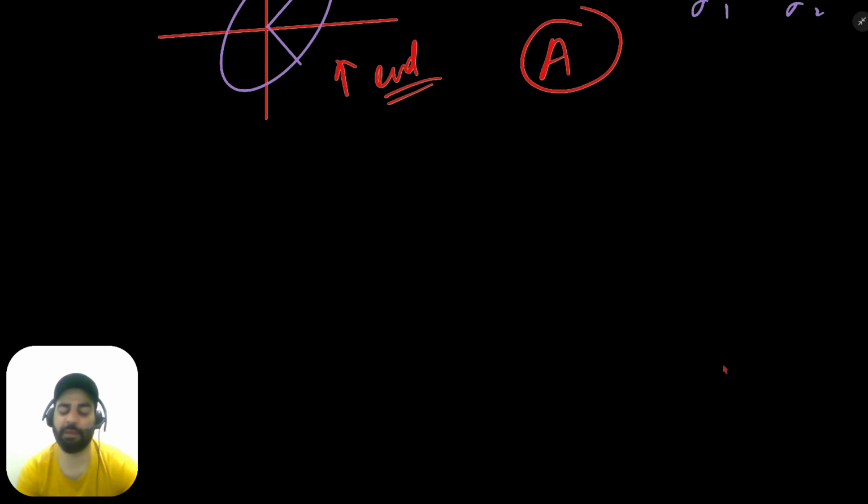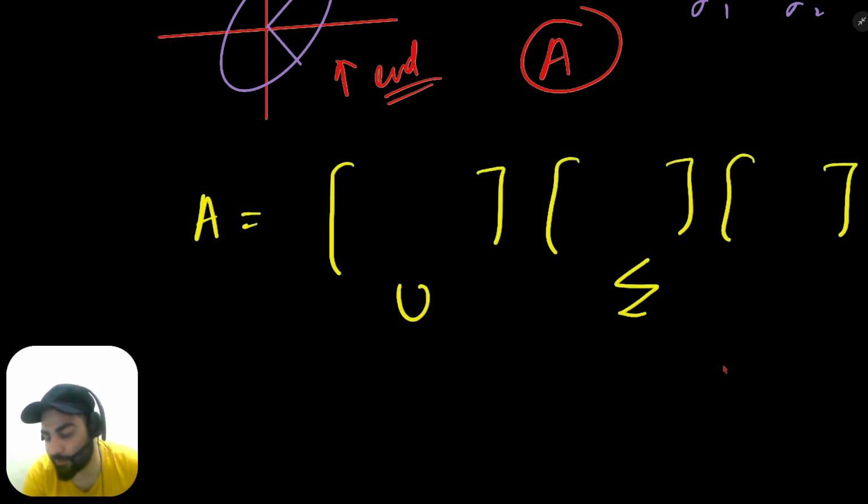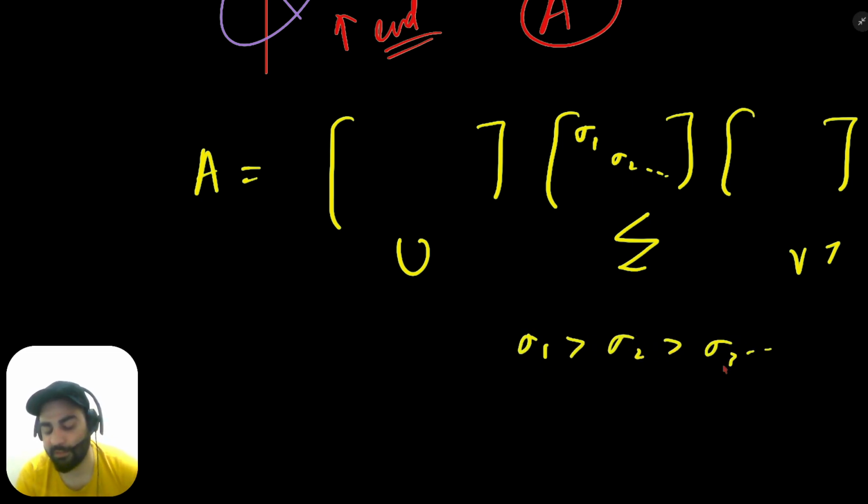So again, the best thing that we have, I'd like to show you one more thing. If you see this A, this is our U, this is my sigma, this is my V transpose. All the sigmas are here, sigma 1, sigma 2. Whatever they are, they are arranged in order. Sigma 1 is more important than sigma 2, which is more important than sigma 3, and so on. The arrangement is ordered in importance.